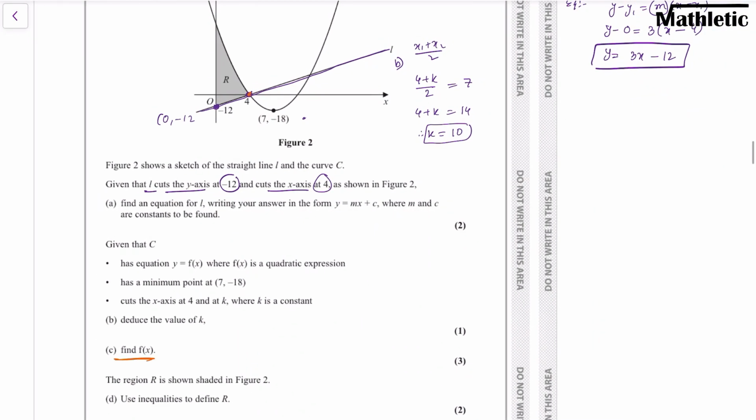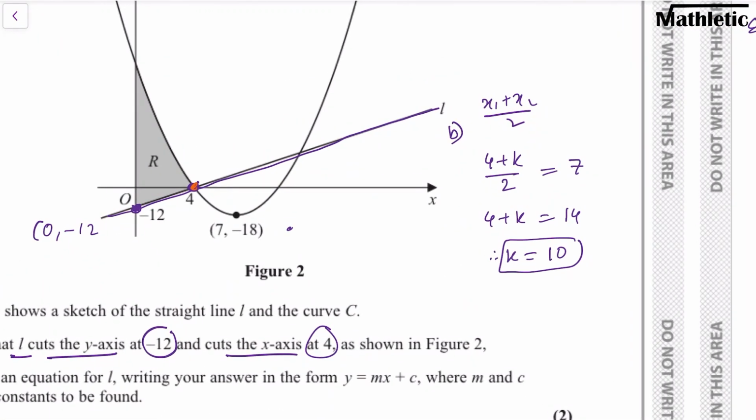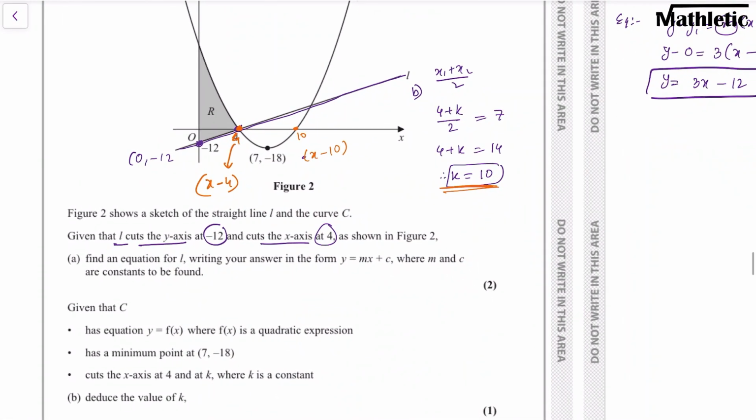For part C, we need to find the equation of this curve. So this is actually 4, so this factor is actually x minus 4. And this is 10, so from here you get x minus 10. So the two factors of this equation are x minus 4 and x minus 10.